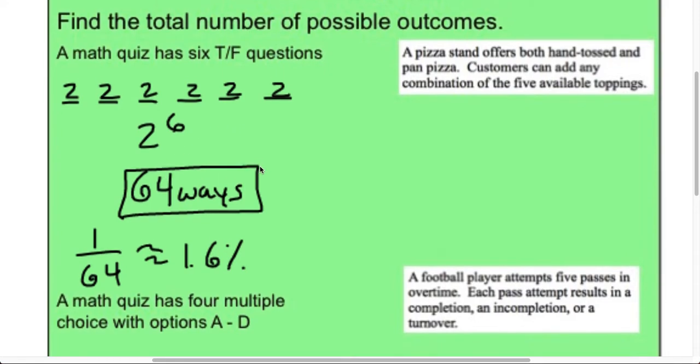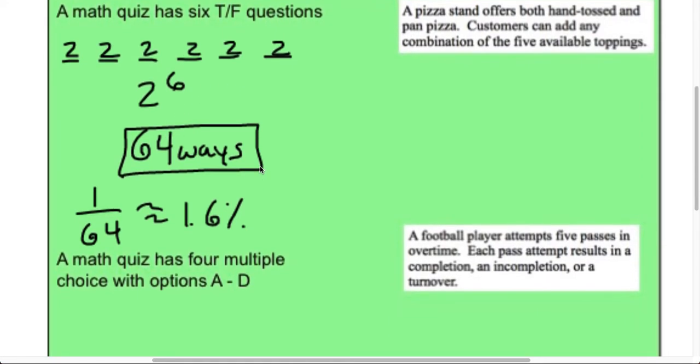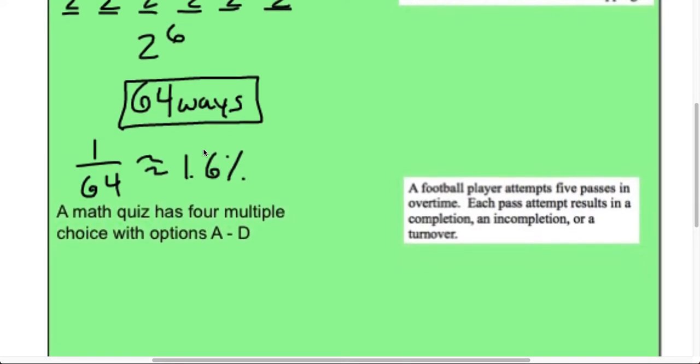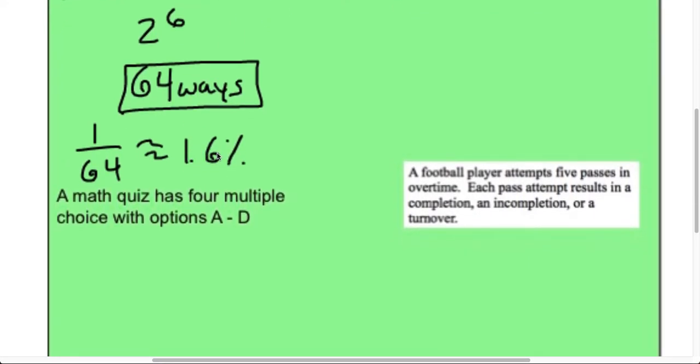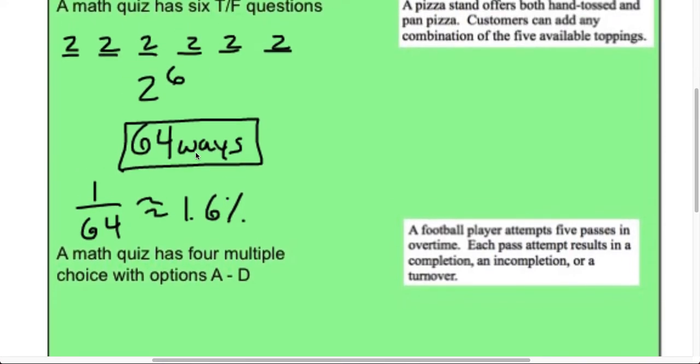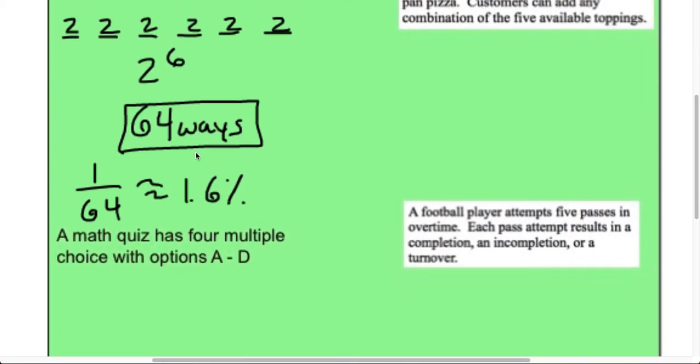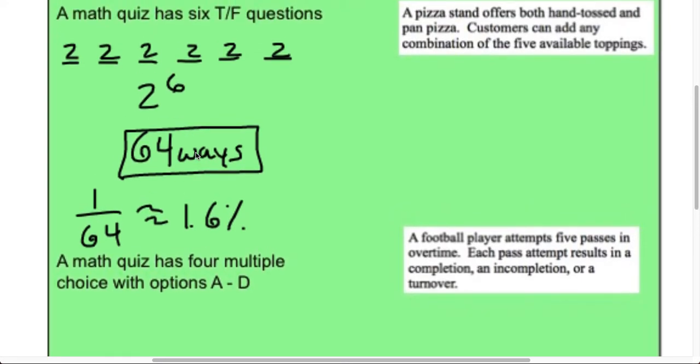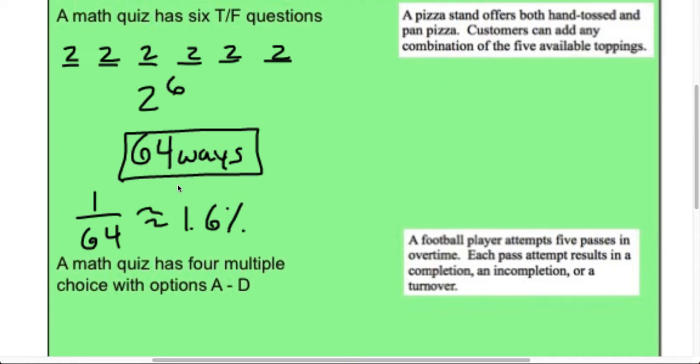So think about that. You go into a math quiz and you're like, oh, true and false, it's only 6 questions. That's going to be easy. Well, if you were just to randomly guess, you would have less than a 2% chance of getting 100% on that. Okay? But just keep that in mind. May or may not be an extra credit question on your test. It is something very similar to this.